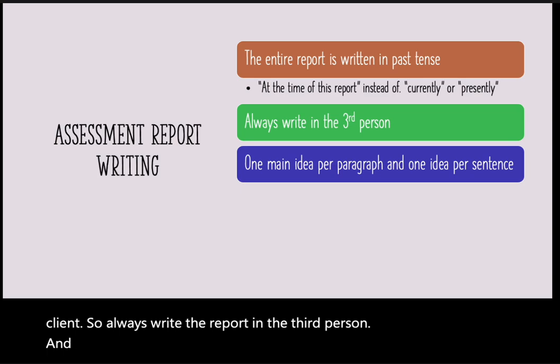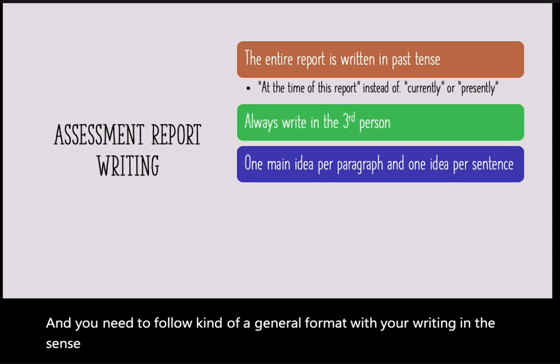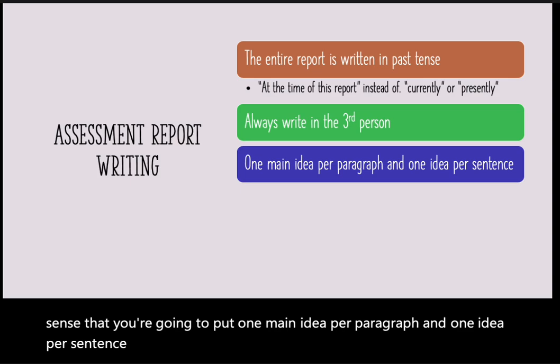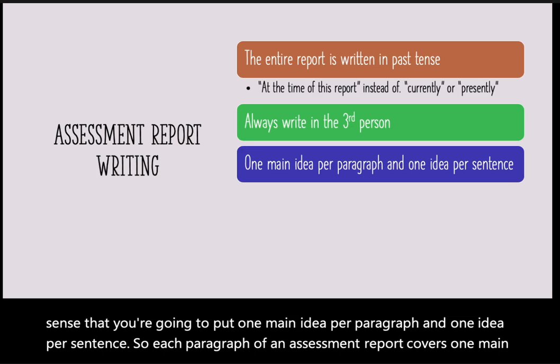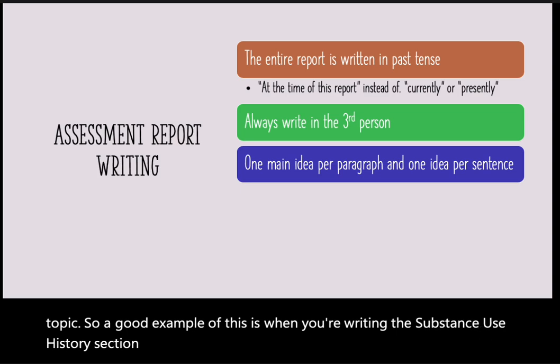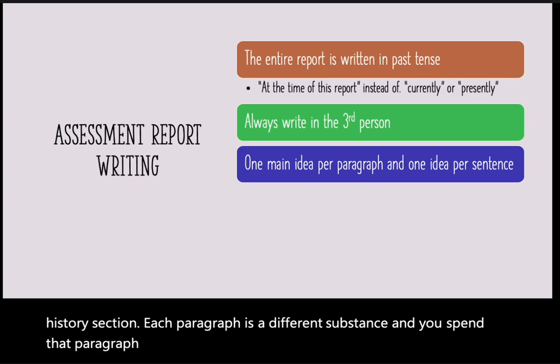And you need to follow a general format with your writing, in the sense that you're going to put one main idea per paragraph and one idea per sentence. So each paragraph of an assessment report covers one main topic. A good example of this is when you're writing the substance use history section. Each paragraph is a different substance, and you spend that paragraph talking about only that substance.